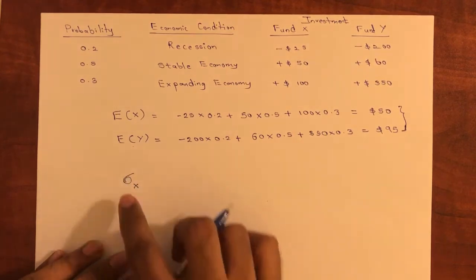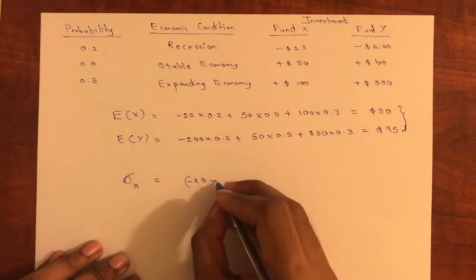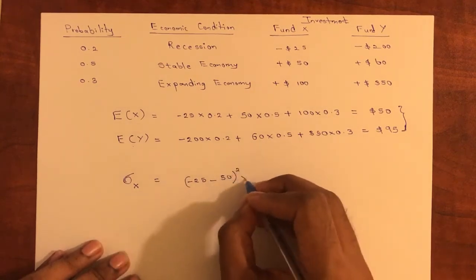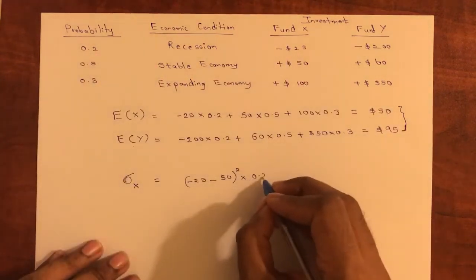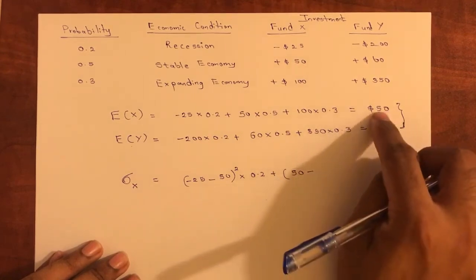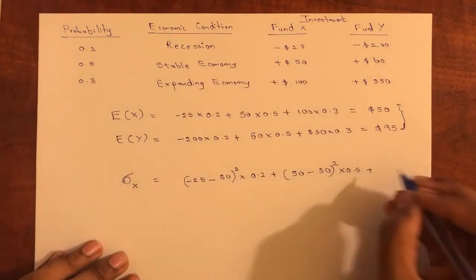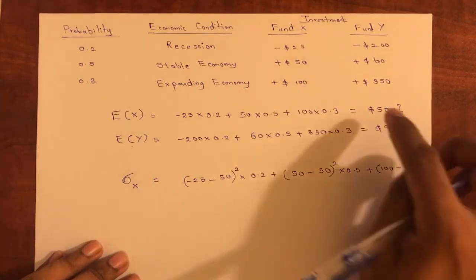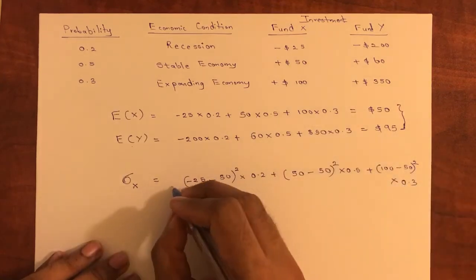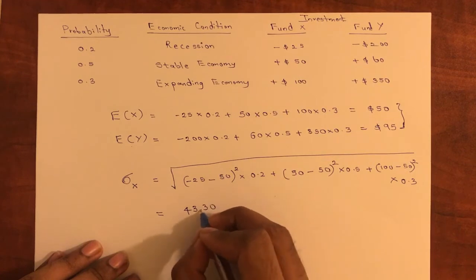The symbol that we use is sigma x. This is the standard deviation of x. How do we do that? We take the point minus 25, and from that we deduct the average pertaining to fund X, or the expected value, which is 50. We square it and then multiply that by the associated probability 0.2, plus the next one. The point is $50, from which we deduct the expected value of x, which is 50, square it. What is the probability associated with this data point? 0.5, plus the third data point is 100 minus the expected value of x, 50, square it, and then multiply that by the probability 0.3, and then you take the square root. Don't forget this, because we are considering the standard deviation. When you calculate this you will get the answer as 43.30.